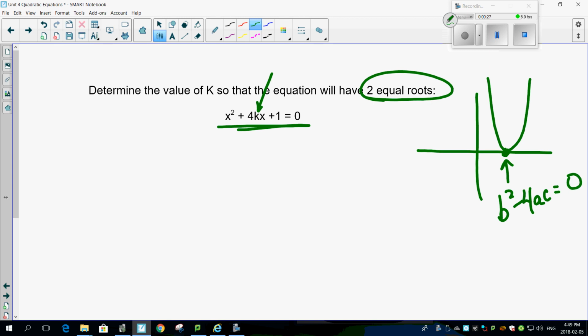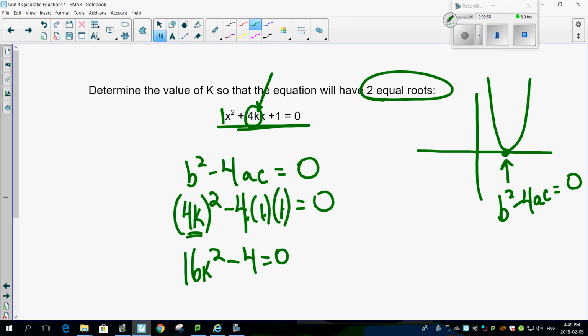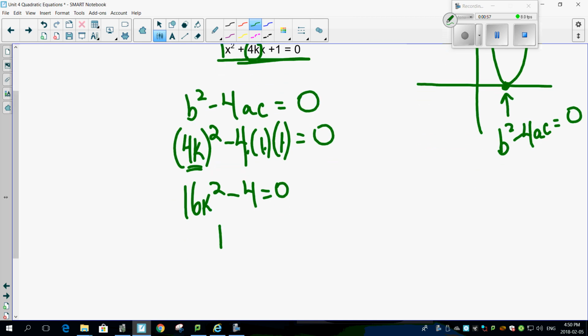So let's use that idea. b squared minus 4ac has to equal 0. B squared is, look, you got a 4k there. So this is (4k) squared minus 4 times a is 1, c is also 1. That has to equal 0. So if you think about this, (4k) squared is actually 16k squared. 4 times 1 times 1 is minus 4 equals 0. Bring this over now. Okay, so you got 16k squared equals 4.